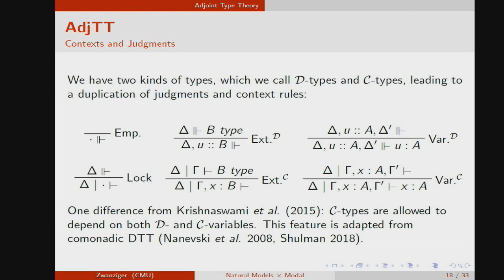Okay, so we have these more complex contexts in C, and so we're going to have types and terms which, even though they're C types and terms, will depend on D variables ultimately.